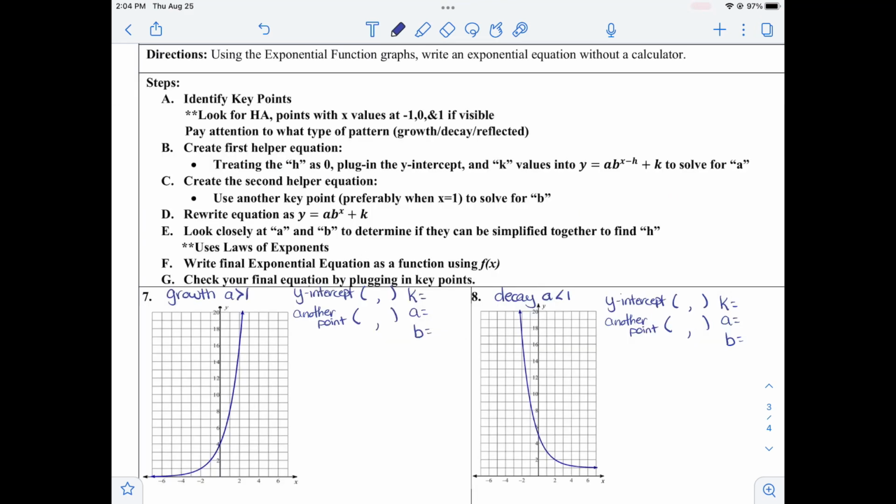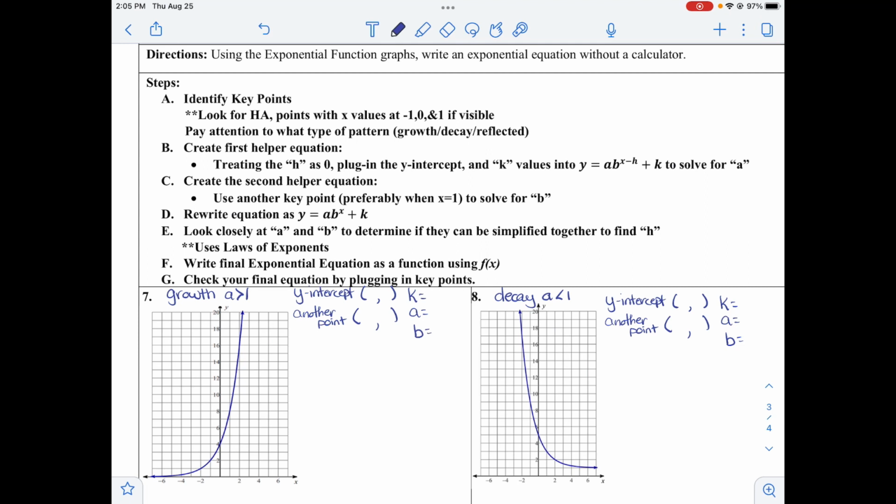just the graph. In this step, I would suggest writing down these steps and really understanding how you do them, because doing this without a calculator takes a little bit of practice. So the very first thing is we want to identify key points. Key points are things that we can clearly see, nice, good points, like y-intercepts, another point that's clearly on the graph. I like to look at the horizontal asymptote.